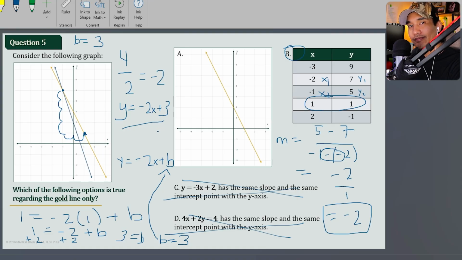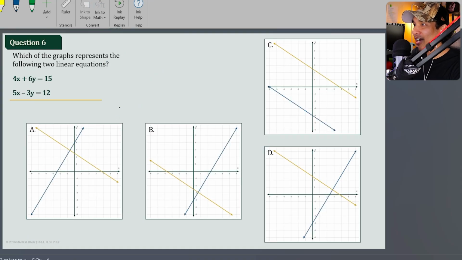All right. Question number 6. All right, here we go. Which of the following graphs represents the following two linear equations? So I have 4x plus 6y equaling 15. I also have 5x minus 3y equaling 12. So, given these two linear equations, what would I do first? Well, I would change these to y equals mx plus b.